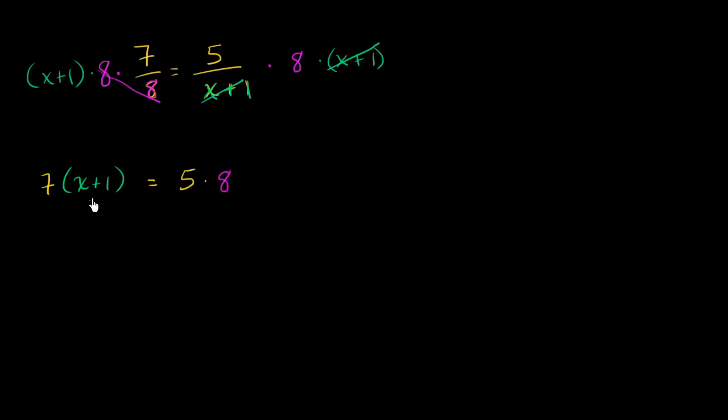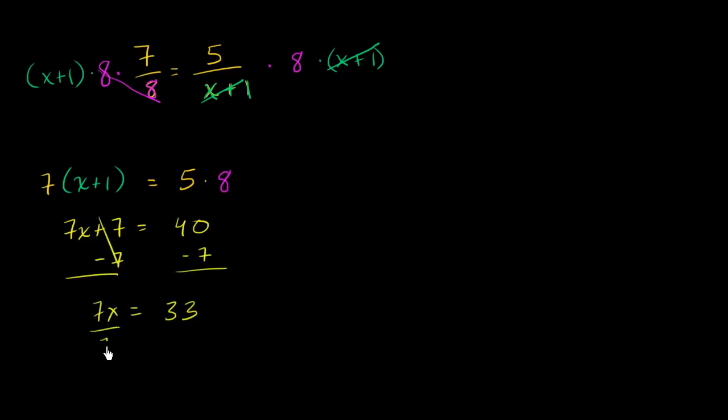Notice this is exactly what you would have done if you had cross multiplied. Cross multiplication is just a shortcut of multiplying both sides by both denominators. We have 7 times x plus 1 is equal to 5 times 8. And now we can go and solve the algebra. So distributing the 7, we get 7x plus 7 is equal to 40. And then subtracting 7 from both sides, we are left with 7x is equal to 33. Dividing both sides by 7, we are left with x is equal to 33 over 7.